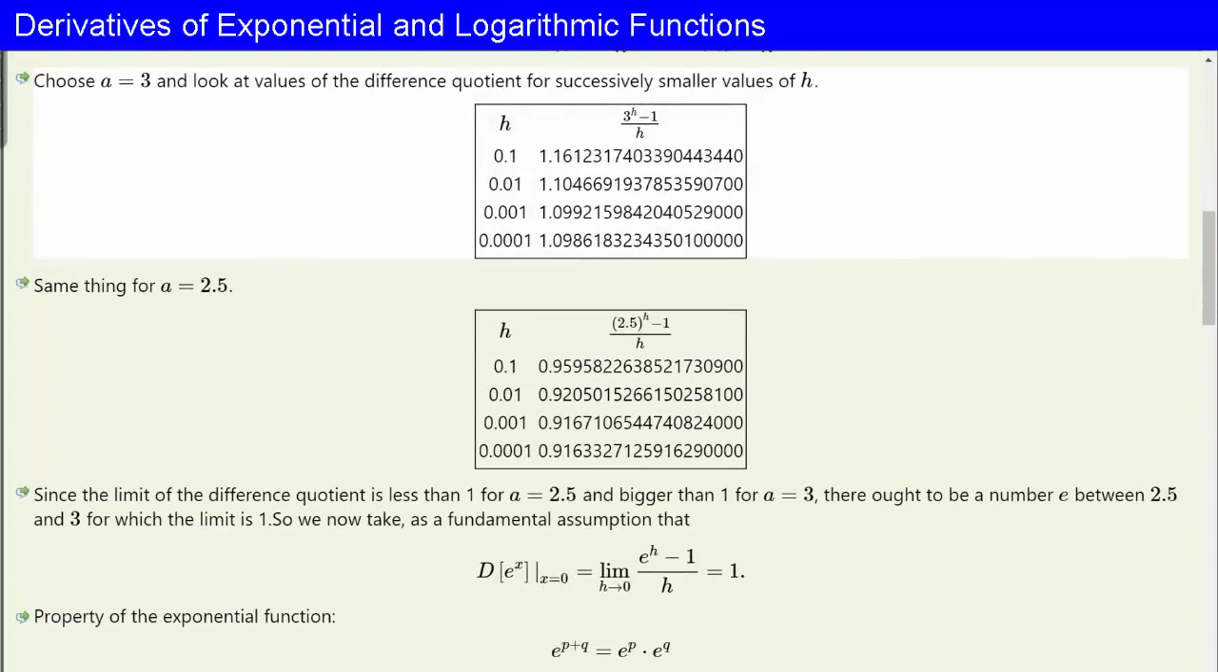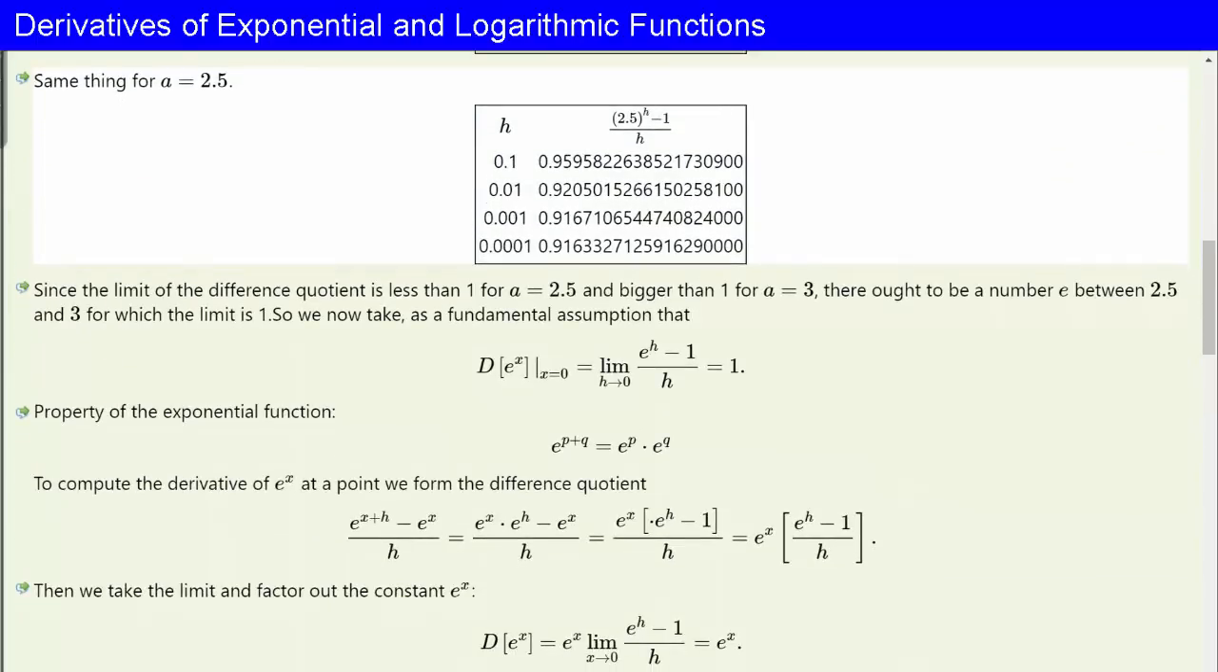Determining this limit is difficult, so we delay it and instead use some numerical work to justify our assumption that a number e exists for which the limit is 1. We do this by choosing a equal 3 and looking at values of the difference quotient for successively smaller values of h. And we see that the value of the difference quotient is consistently larger than 1, so it is plausible that the limit is greater than or equal to 1.